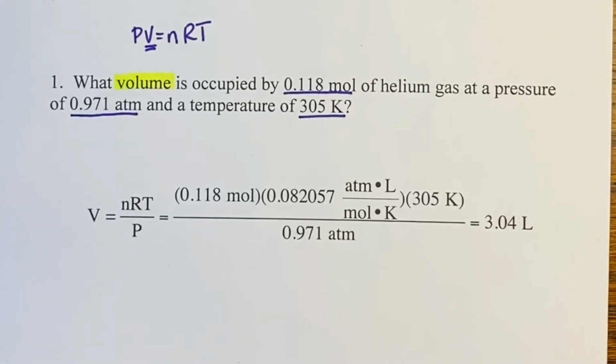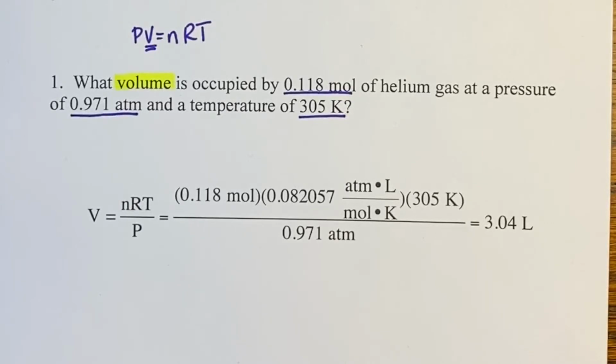When you plug into the equation for moles, 0.118 moles, our value of R, 0.082057 with units of liters times atmospheres per mole times Kelvin, our temperature of 305 Kelvin, divided by our pressure of 0.971. When you solve, you get 3.04 liters. It's very useful for you to plug all of the information in with units. That will give you a check to make sure that you've done your algebra correctly when solving for the variable.